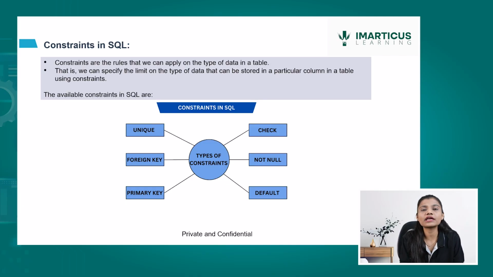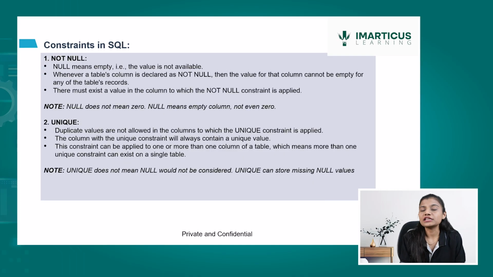All those errors I want to minimize, and in order to do that, we will implement the rules known as constraints. We can specify the limit on the type of data that can be stored in a particular column in a particular table using constraints. Now in SQL, there are many constraints available. The very first is unique, then there is check, then not null, then default, then primary key, then foreign key. These are certain constraints which are available. Let's understand each of the constraints.